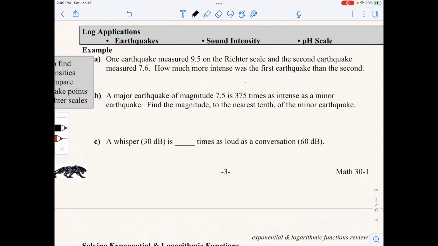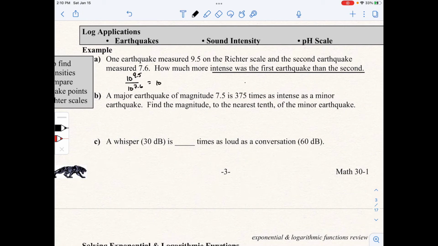Okay, so let's look at some log applications. The first question says, one earthquake measured 9.5 on the Richter scale, and the second earthquake measured 7.6. How much more intense was the first earthquake than the second? So the intensities come from 10 to the power of the Richter scale. So our first earthquake was 10 to the power of 9.5, and the second earthquake is 10 to the power of 7.6.